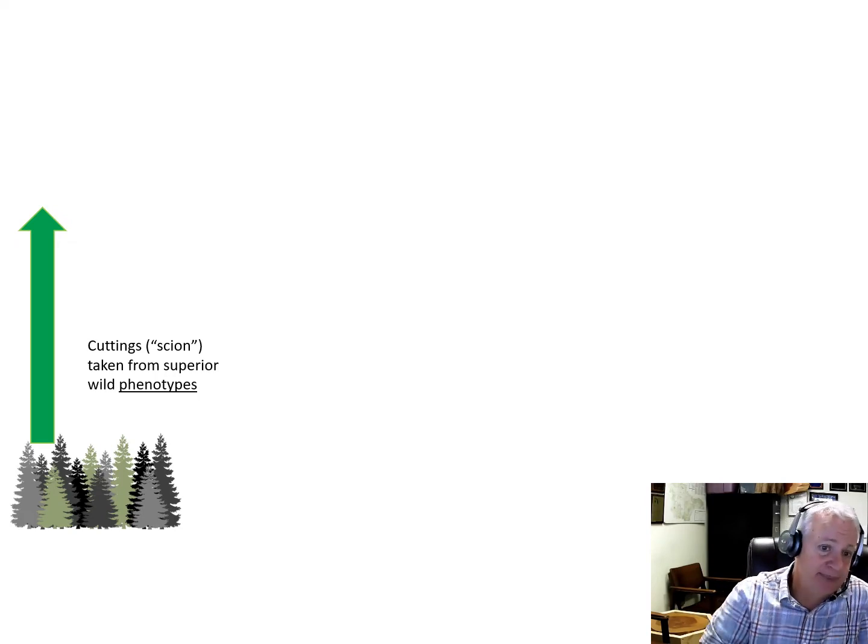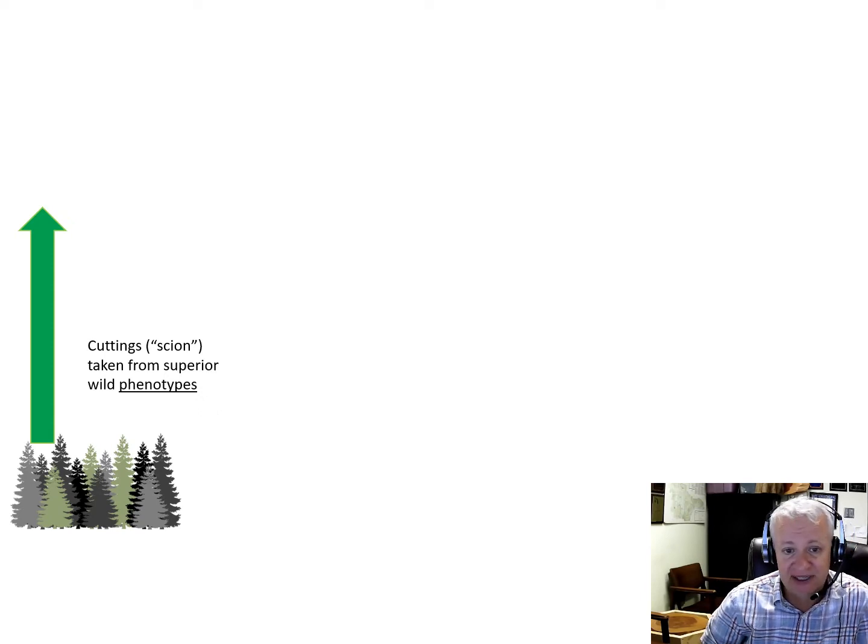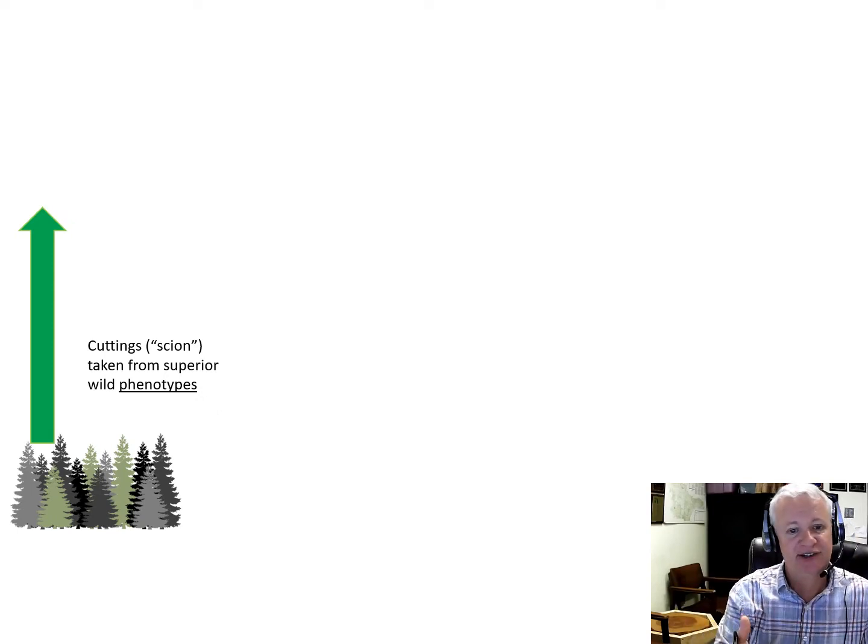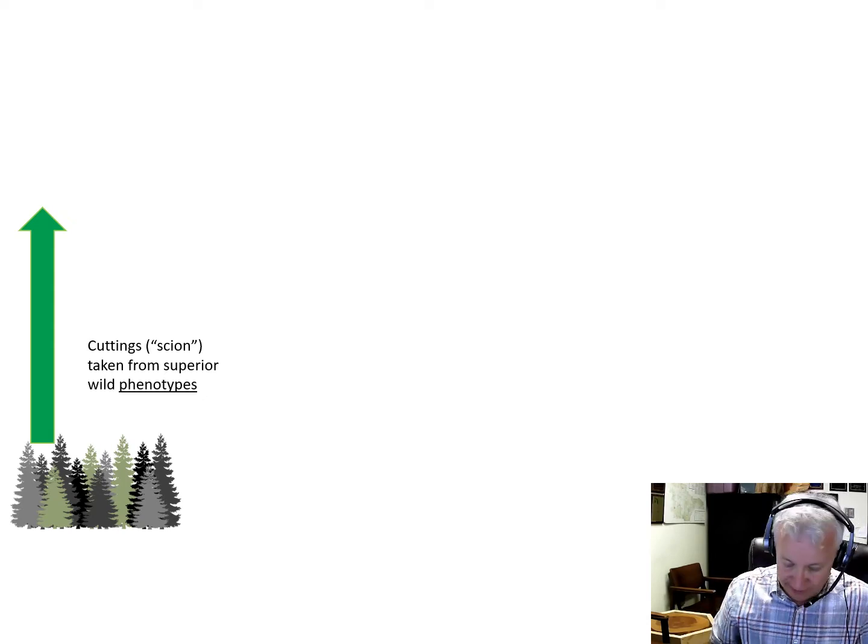So the first step is to go into wild populations and identify phenotypically superior trees. So walking into a natural stand, looking at the trees and saying, that is a good looking tree that has the traits that are desirable.